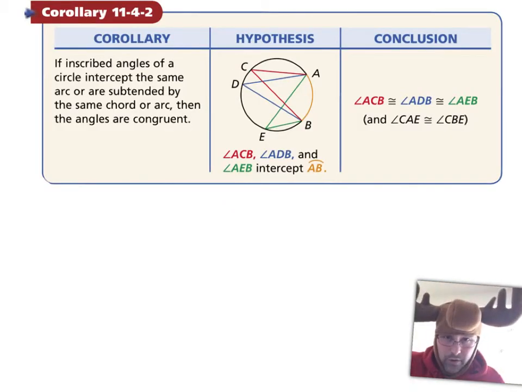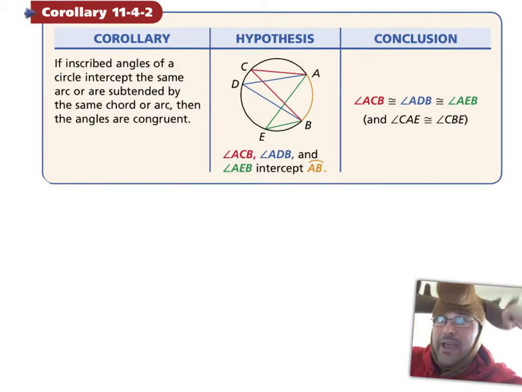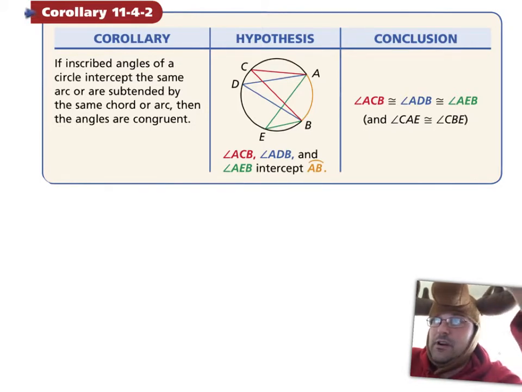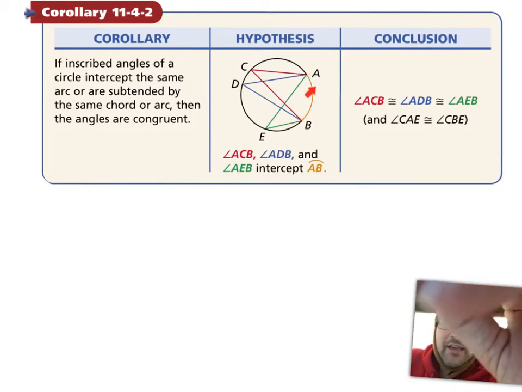So now we're going to look at corollary 11.4.2. Here it says, if we have inscribed angles of a circle that intercept the same arc, so we're going to stop there. I want you to look at arc AB. It's in yellow.